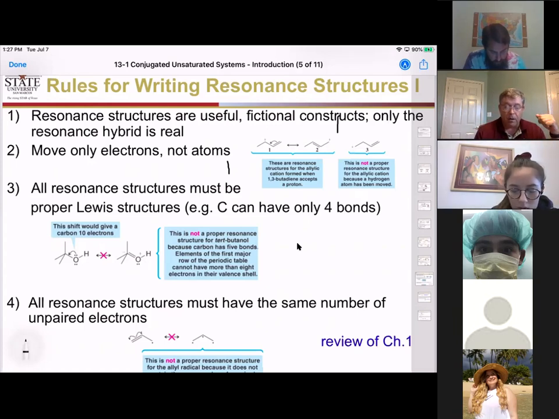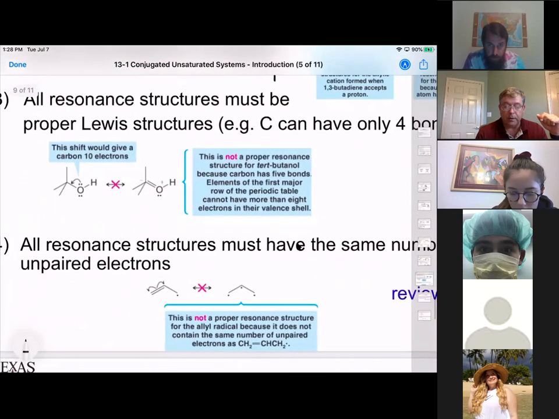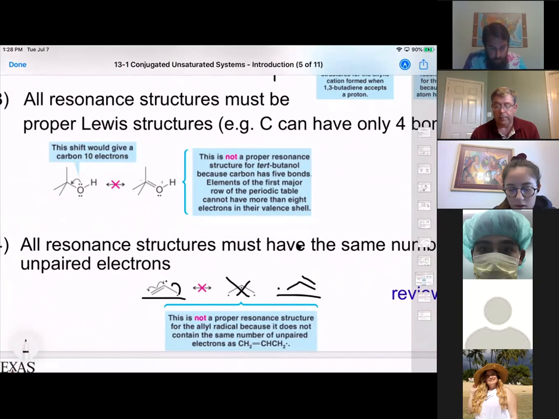And all resonance structures must have the same number of unpaired electrons. So for example, here at the bottom, you can't just break apart a double bond and turn it into 3 different radicals for this. This is not a true resonance structure. What you would have to do is have the electron come over here and be paired. So this is not a true resonance structure, but drawing it such that the radicals are here and the double bond here is a true resonance structure because you have the same number of unpaired electrons that you had before. 1 unpaired electron, 1 unpaired electron.